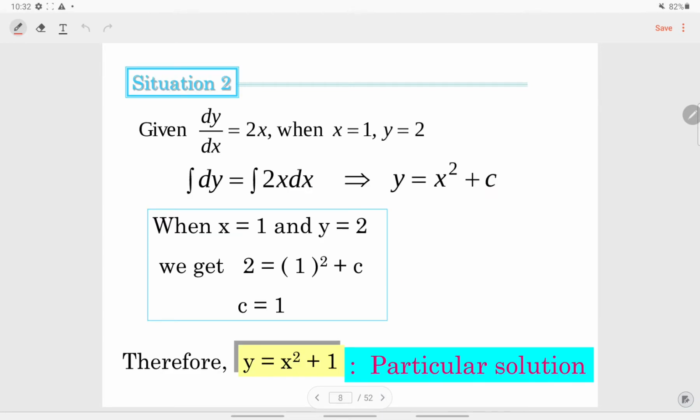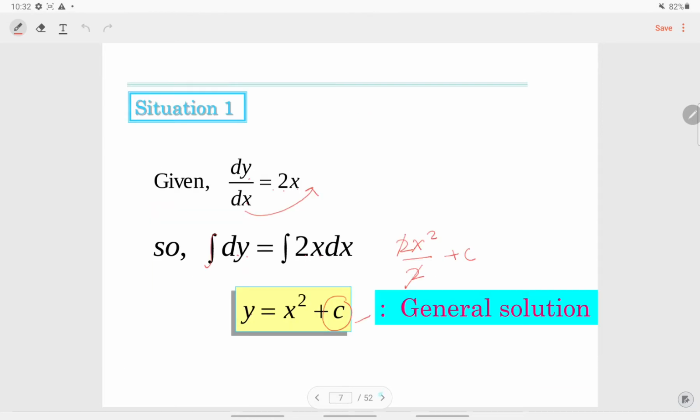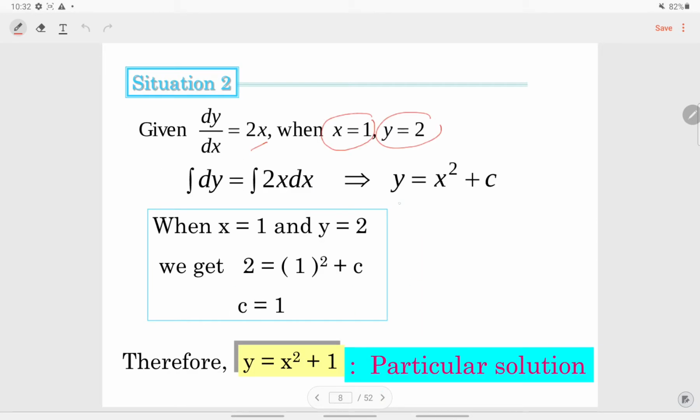In situation 2, given dy over dx just now, and then we are given the value of x and y. Just now we got x squared plus c. Alright, and then now we substitute the value of x into the equation. We will get c equal to 1. Therefore, y equal to x squared plus 1. So this is the particular solution.